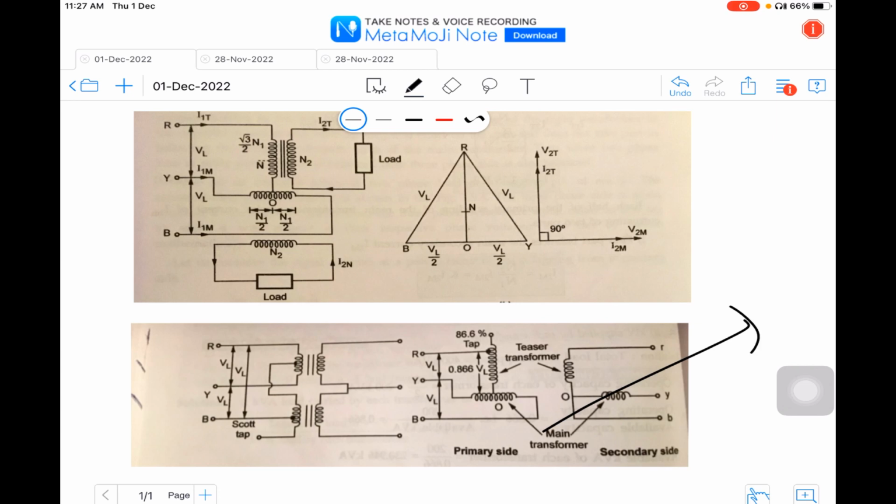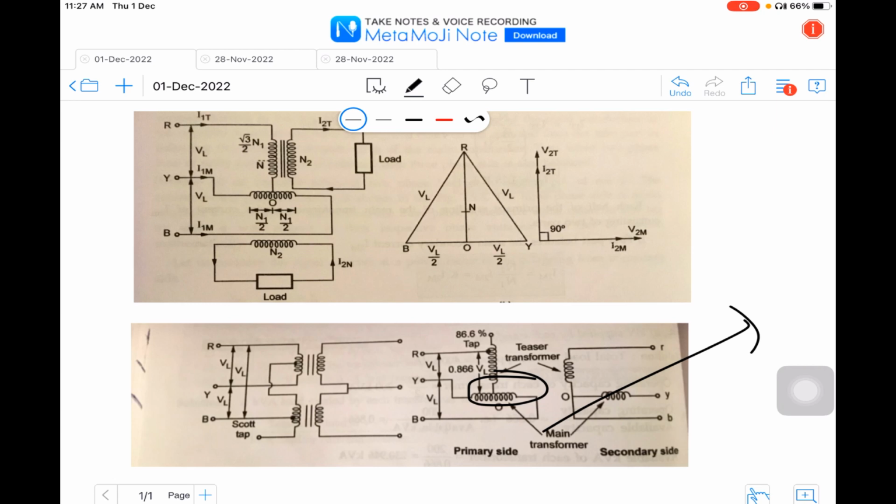The main transformer has a center tap. Here you can see the center tap represented as O, and as shown in the figure, it has N number of turns, or we can consider N1 number of turns, and it is connected between the terminals. Now there are two transformers as we can observe in the diagram. One is called the main transformer, the other is called the teaser transformer.